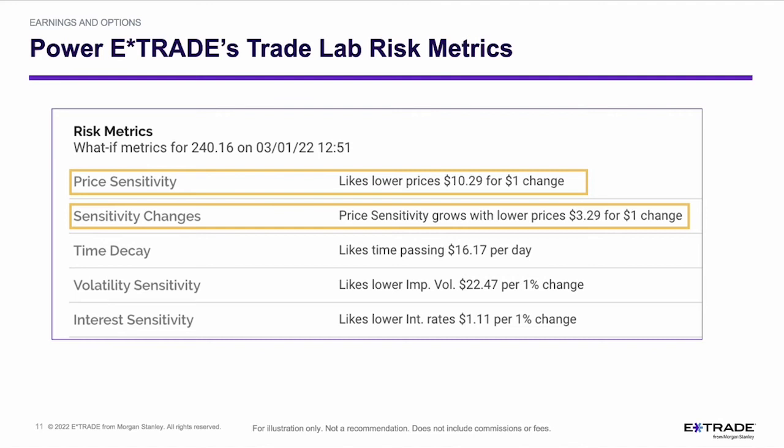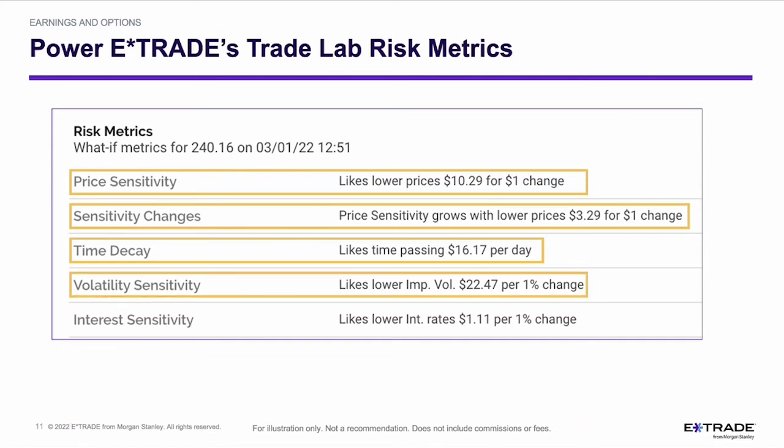But the real kind of where the rubber meets the road with these trades are going to be the next two, and it's time decay. So remember I talked about how one thing we could be confident in is that time is going to move forward. Well, with the McDonald's iron butterfly, time decay is going to work in our favor, and it likes time passing. Every day that the trade continues, the hypothetical gain from time decay, or theta, is going to be $16.17.